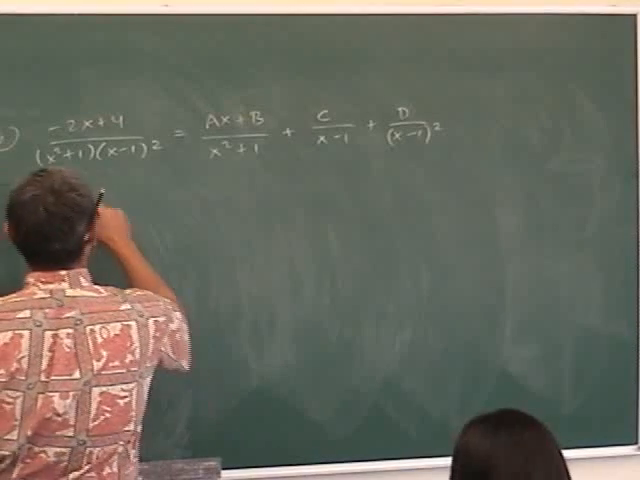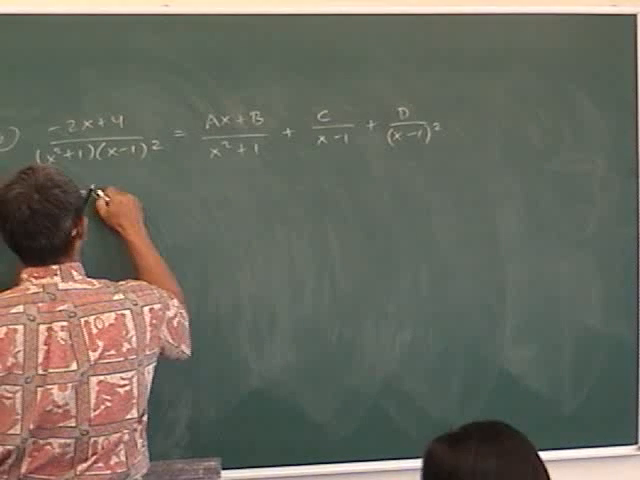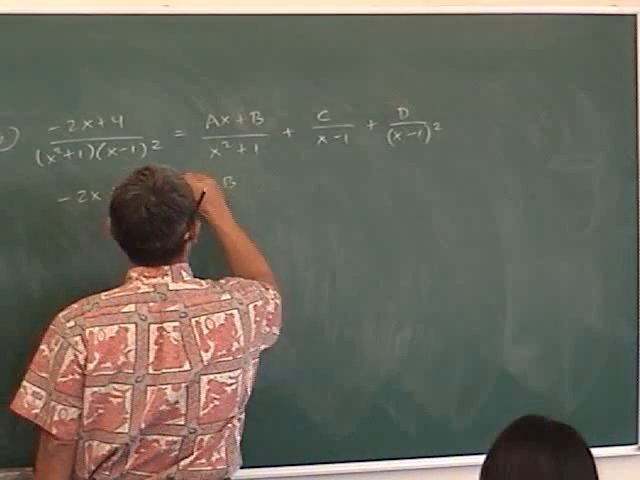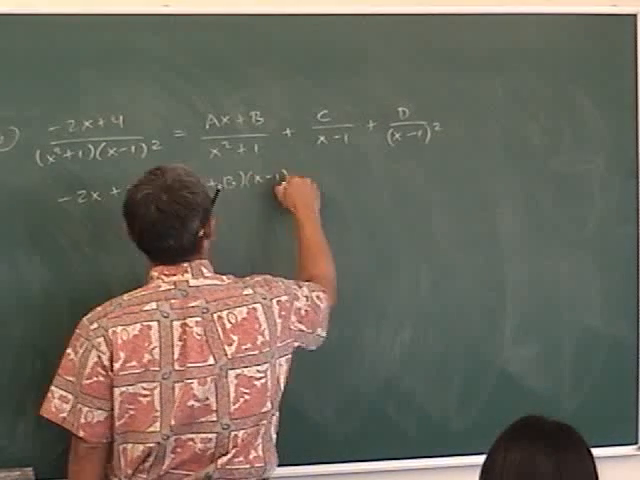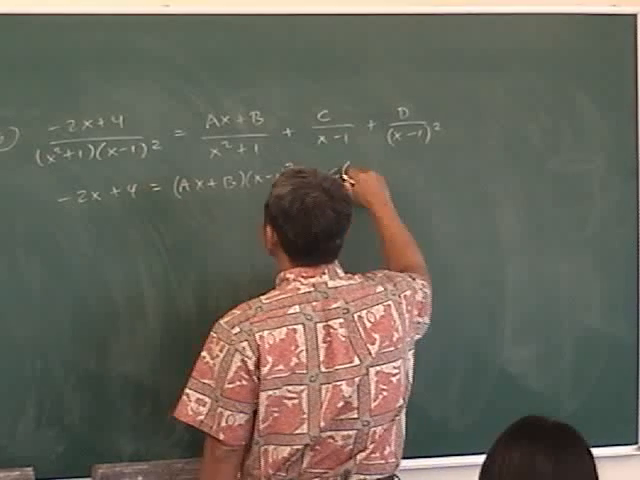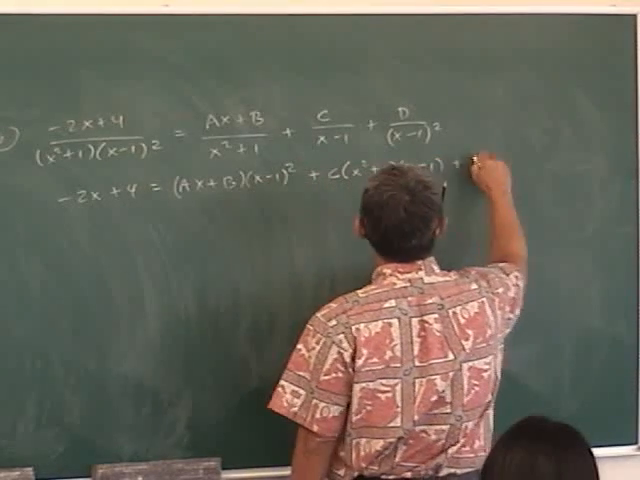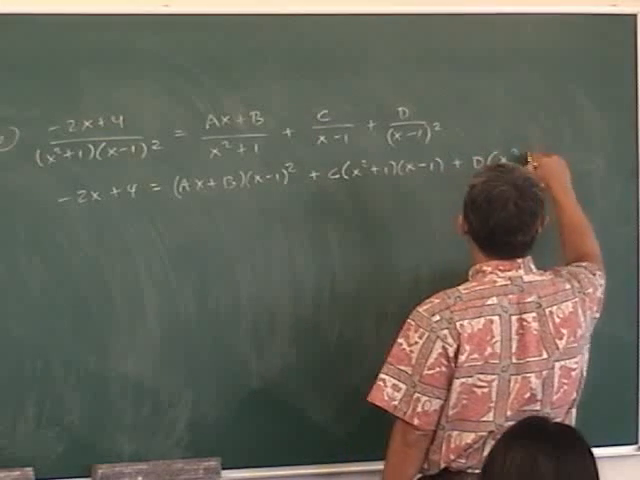Okay, multiply both sides by the LCD. So we got ax plus b times x minus 1 squared plus c times x squared plus 1 times x minus 1 plus d times x squared plus 1.